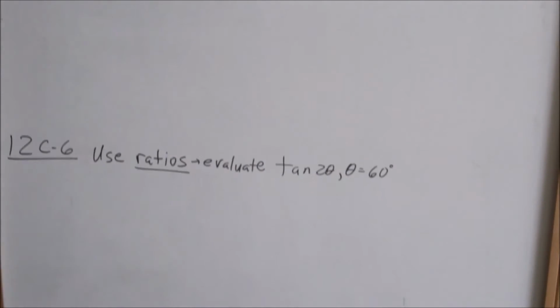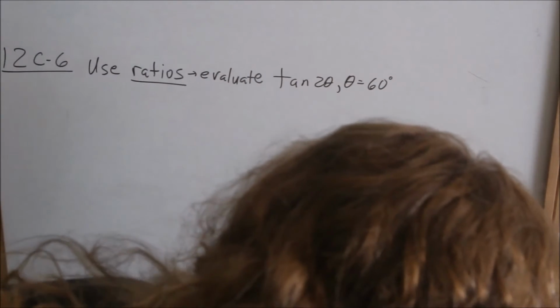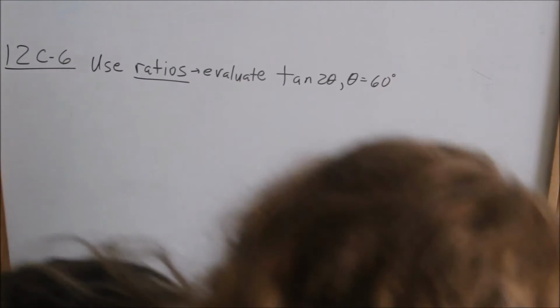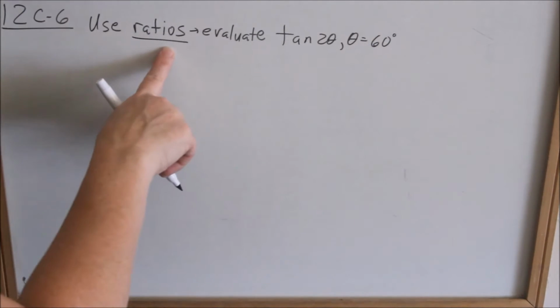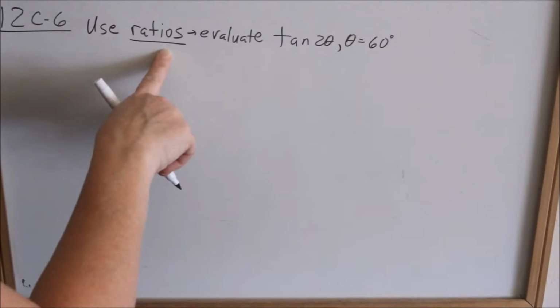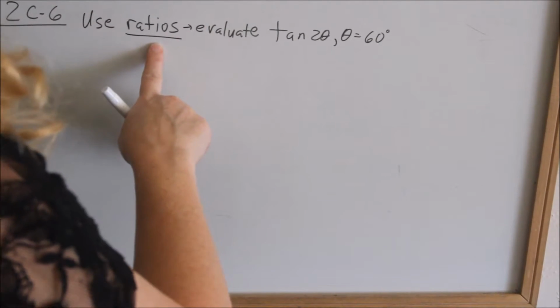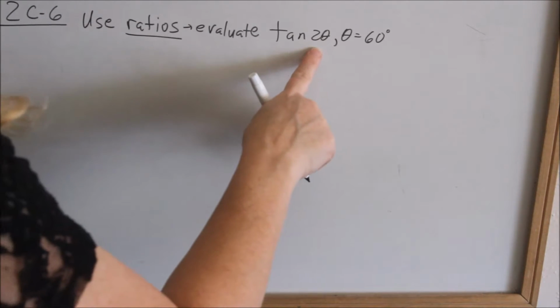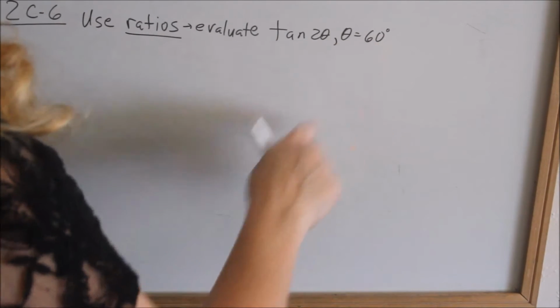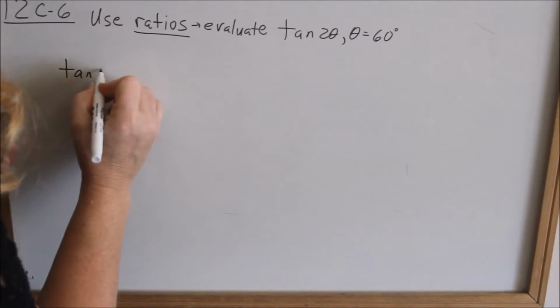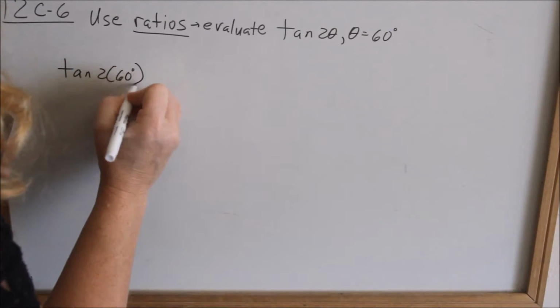Okay, now we're looking at 12C number 6, and on this one it says to use ratios. Ratio is a fancy word for fractions. We use a fraction value, which may have a radical in it, to evaluate tangent of 2 theta. And in this case, theta is going to be 60 degrees. So basically we're evaluating tangent of 2 times 60 degrees.